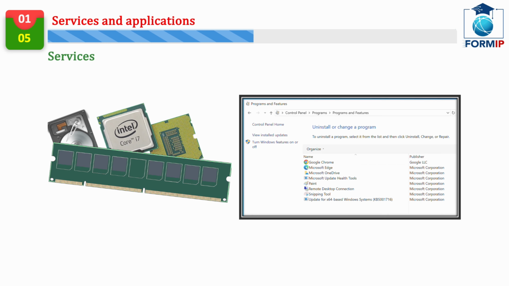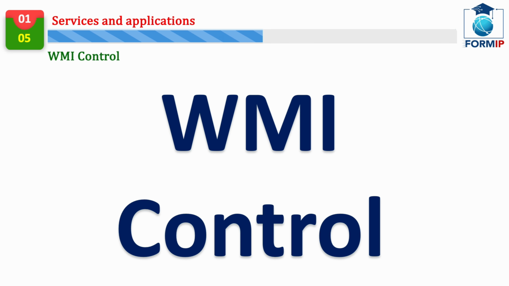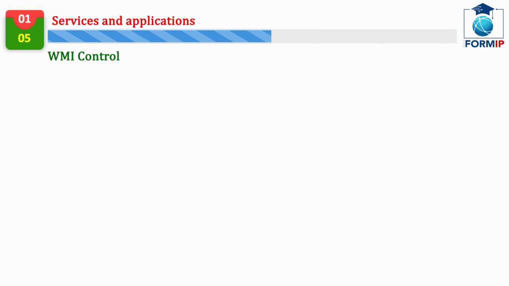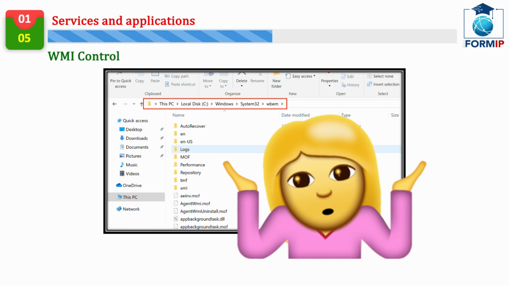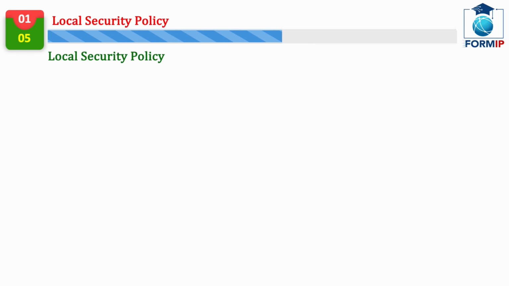WMI control. And the last service is the WMI control. This is a set of Windows services, which can be found in the folder C:/Windows/System32/WBEM. It's not something you'll use, and it's not part of the support technician program either. So there's no need to necessarily go into details. And to be honest, I don't even know what it's for.